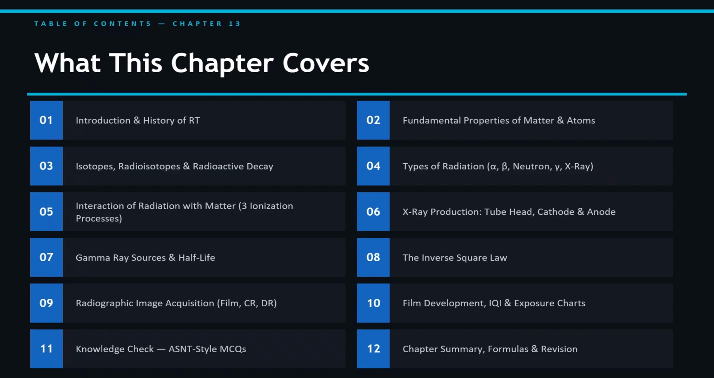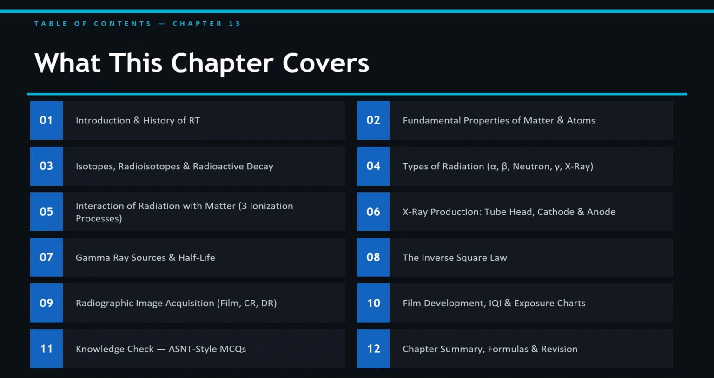Notice the logical progression. We begin with the history and definition of radiographic testing, then move backward into the fundamentals of matter and atomic structure. That sequence is important. Before we can understand why a radioactive isotope emits gamma rays, we need to understand the atom. Before we can understand image contrast, we need to understand how radiation interacts with matter. And before we can understand exposure technique, we need to understand attenuation and radiation intensity.